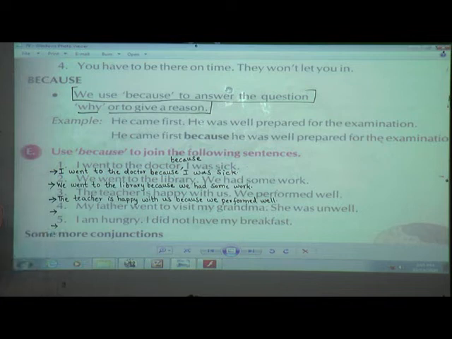Fourth and fifth. Can you solve, students, this fourth and fifth? Yes, what is the fourth one? My father went to visit my grandma. Full stop. She was unwell. Again I'll repeat. My father went to visit my grandma. There was some reason, yes or no? What was that? That she was unwell. Because she was unwell. So what are we going to do? We are going to join the two sentences with the conjunction because.